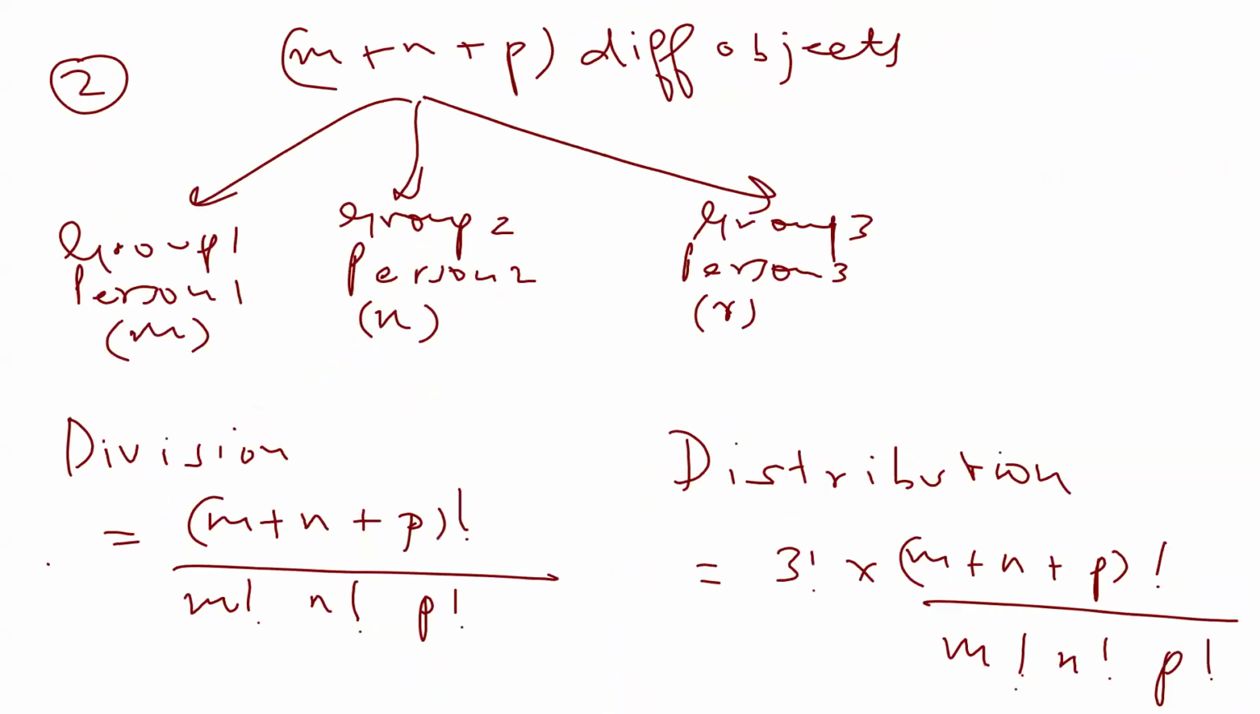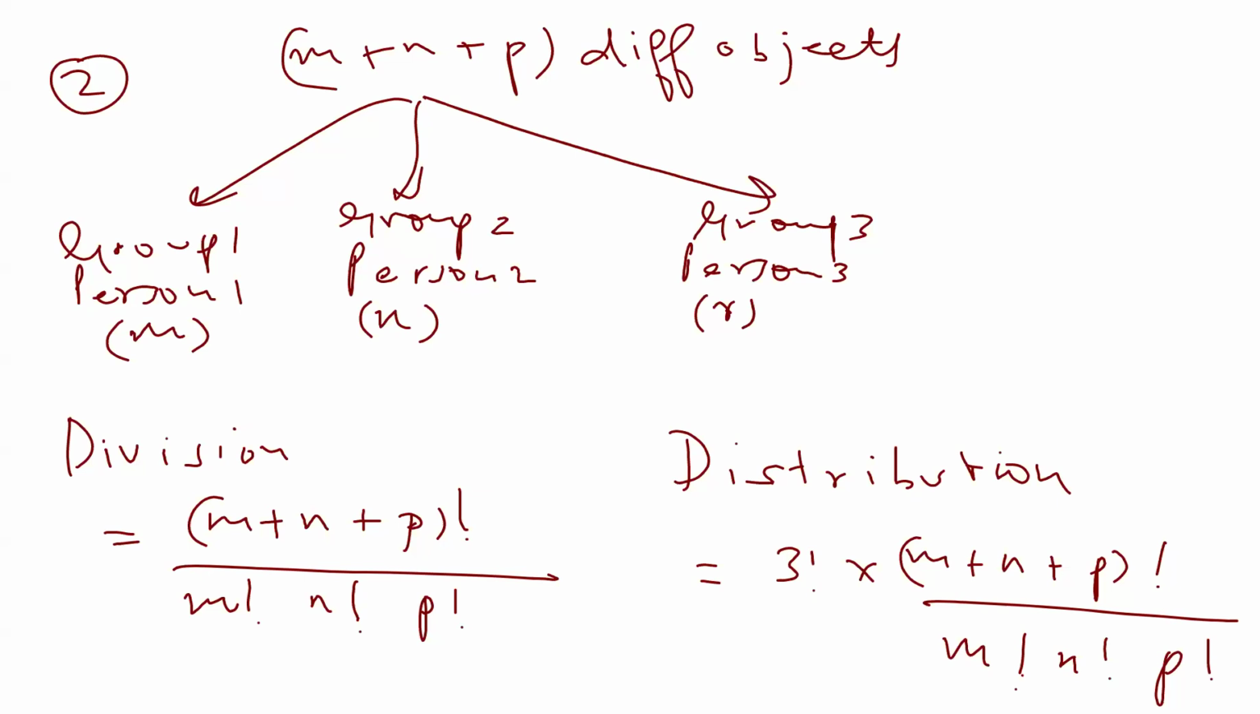Similarly, there are m plus n plus p objects, different objects, and we have to create 3 unequal groups of m objects, n objects, and p objects. The division formula is written as follows. Okay, it's given over there. And in distribution, we just need to insert that 3 factorial over there. Right? So basically, over here, person 1 can also get n objects. The person 1 can also get p objects. So any person can get any number of objects, right? So that's why 3 factorial over there.